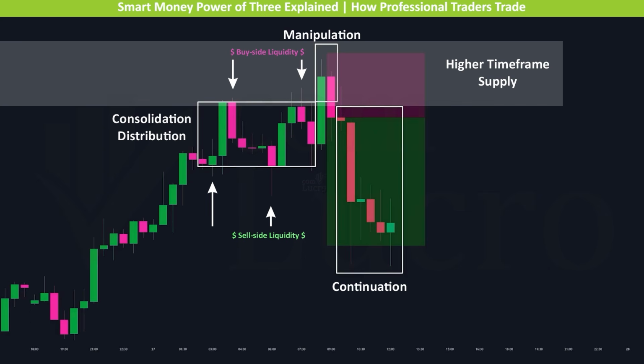The same applies to higher time frame trend context. If price is already in a clear downtrend on the higher time frame, this short setup gains additional confirmation by aligning with overall market direction. This is why combining multiple concepts leads to more structured, consistent, and informed trading decisions.